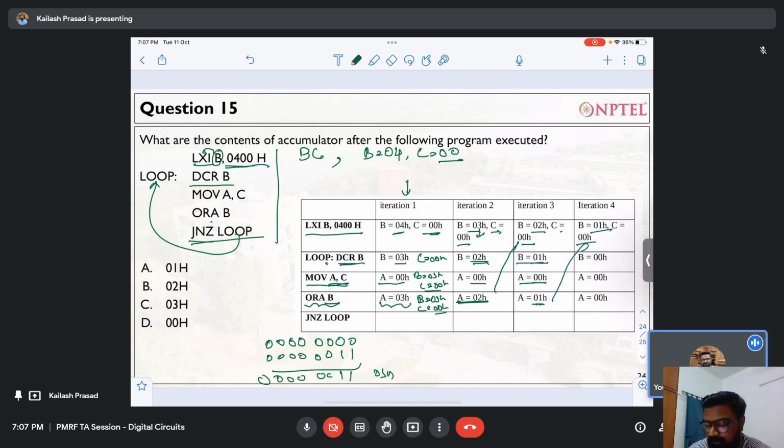B is 0 1, C is 0 0, right? So you will decrement B. It will be 0 0. Okay. Then move A to C. C was initially 0, so it will again be 0. Now you are ORing 0 with 0. The answer is 0, right? So the answer is 0, and it will just come out of the loop.